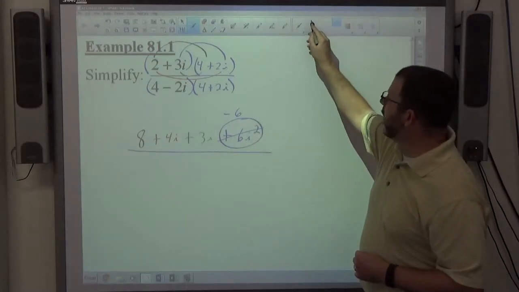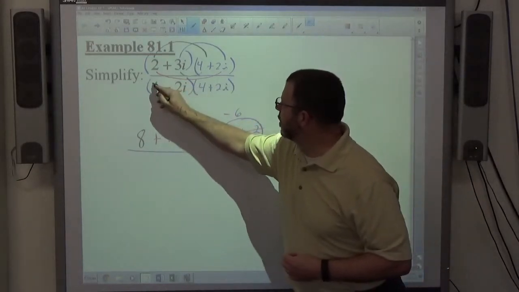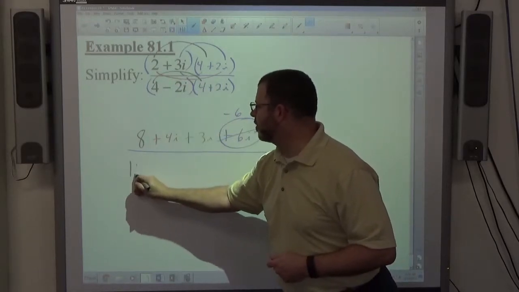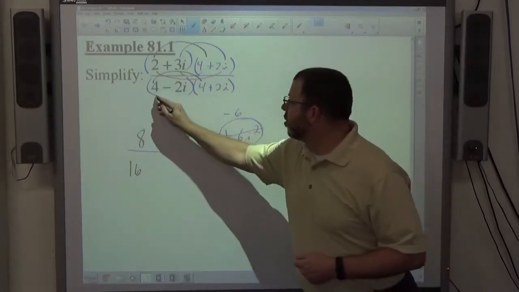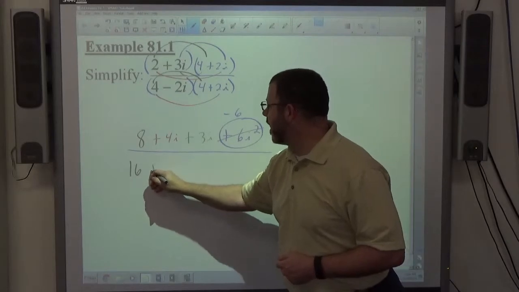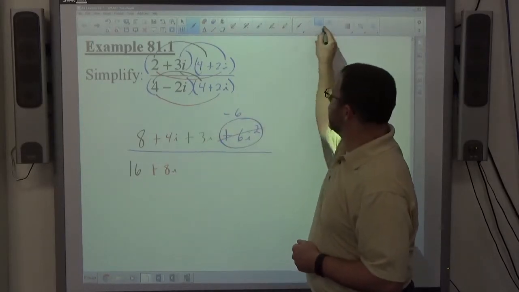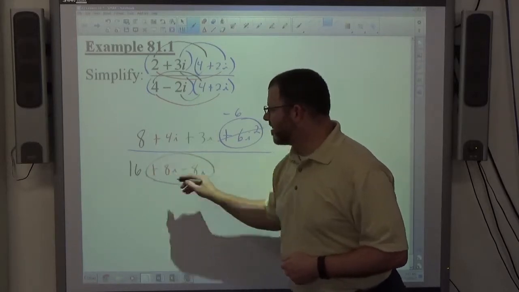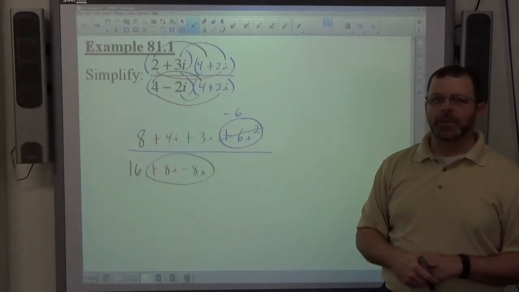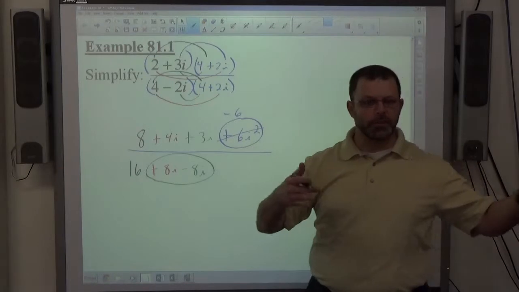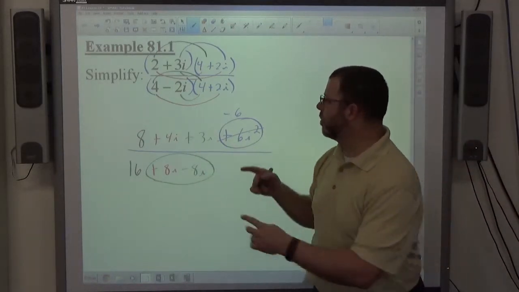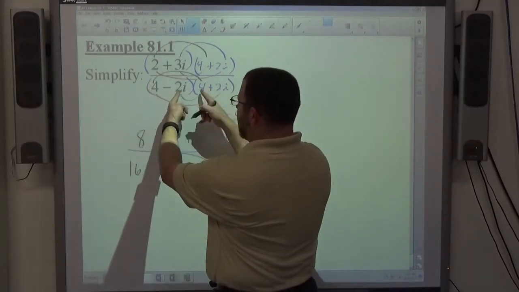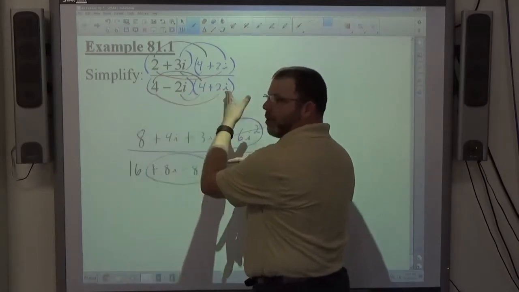On the bottom, I can FOIL that also. First times first, 4 times 4 is positive 16. Outer terms, positive 8i. Inner terms are negative 8i. That's not a coincidence, that's what's supposed to happen. When you do your FOIL, the outside and inside products are a positive and a negative of the same objects, because that's how we created it, right?